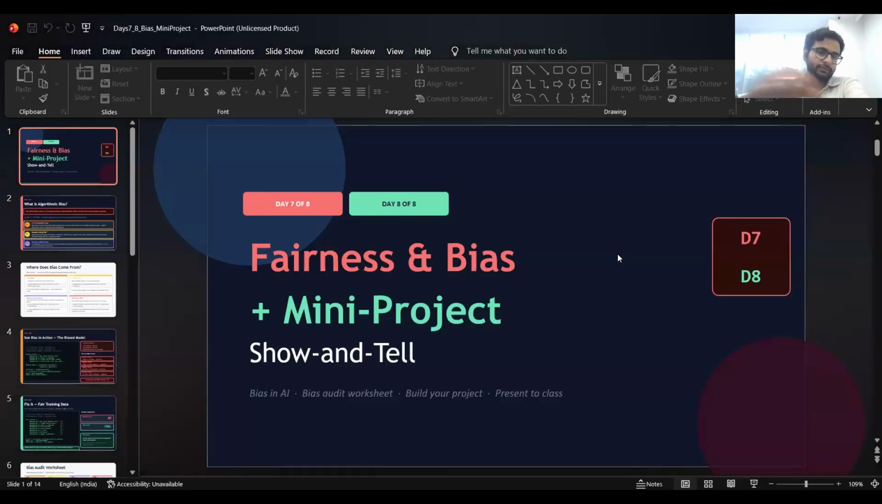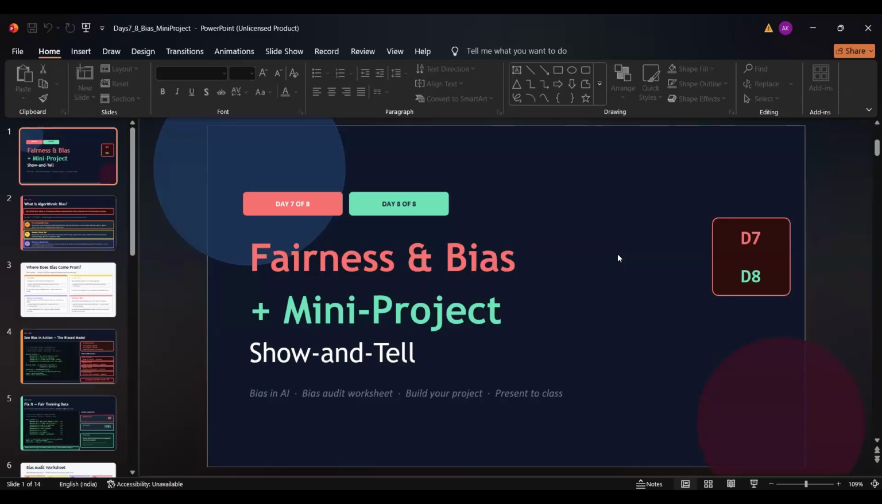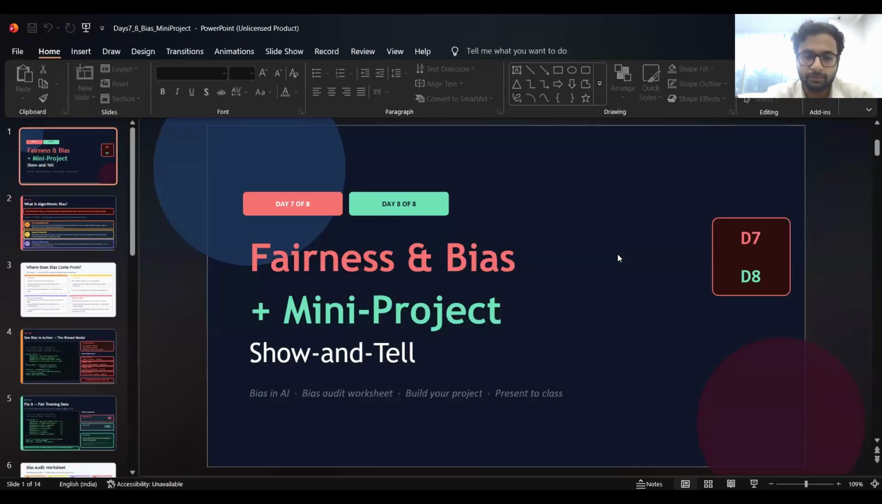So, hi everyone. In today's session, we'll be learning about fairness and bias. Plus, I'll give you some options which you can pick as per your interest, so that you can create a mini project for your own understanding. First, we'll complete the session, and then I'll explain what options you can pick and choose to create your project.